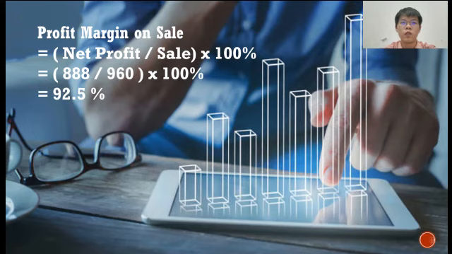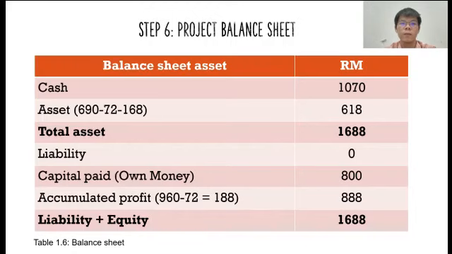Based on the projected financial statement, the profit margin on sale will be 92.5%. This projected balance sheet shows the balance sheet assets. The total assets is 1,688 ringgit, which includes 1,070 ringgit of cash and 618 ringgit of asset.